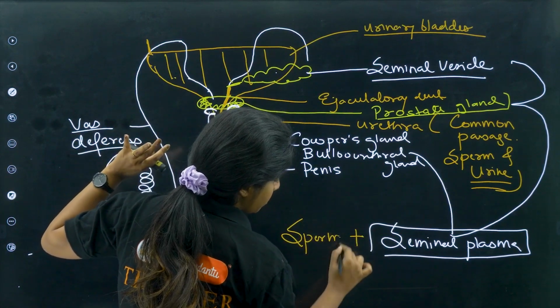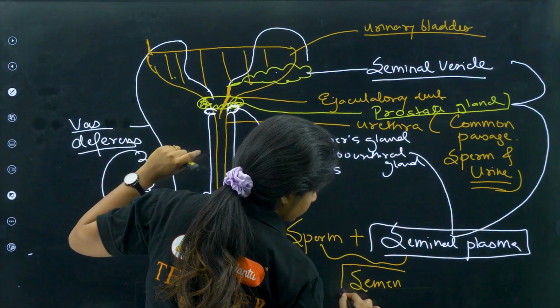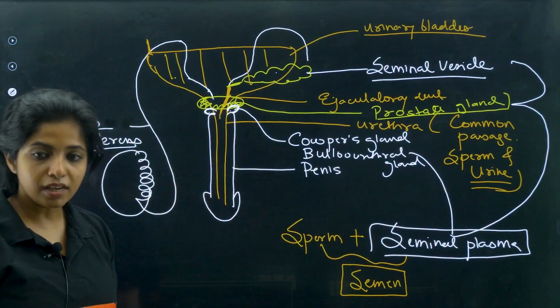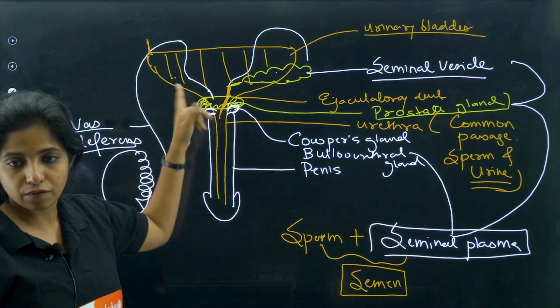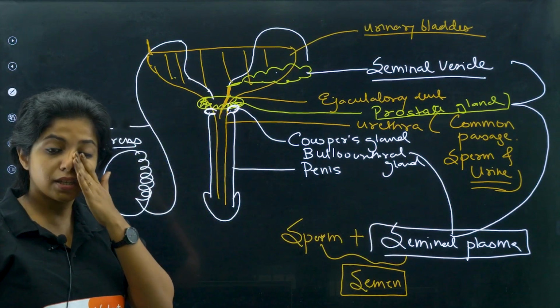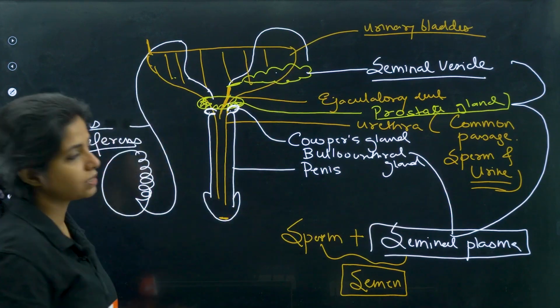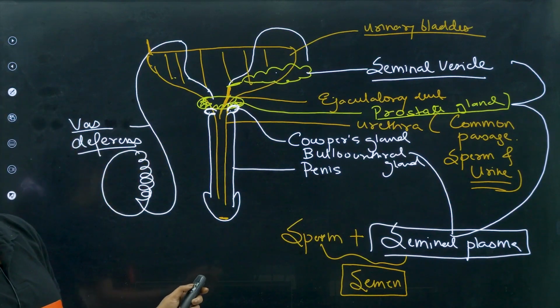So, sperm plus seminal plasma together, you call this semen. What do you call this? Semen. So semen contains both sperm and the seminal plasma. And who carries this? The vas deferens carries it. Got it? This is the basic thing. At the end, you have the urethra that opens up for release. Okay, take a screenshot. Fine.